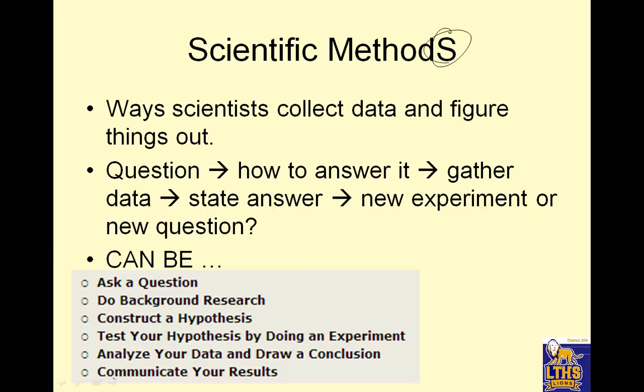Scientific methods. One of my professors gets mad that people even say scientific method. It's the way scientists collect data and figure things out. So you get a question, you figure out how to answer it, you gather some data, you state your answer, and then you check it, basically. So it can be: ask a question, do background research, construct a hypothesis. So it can be a bunch of different ways.